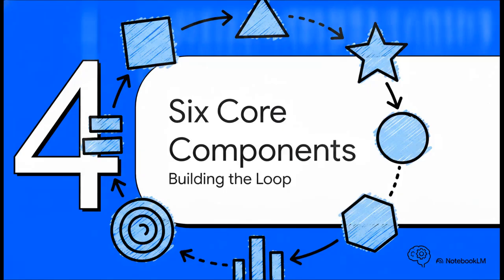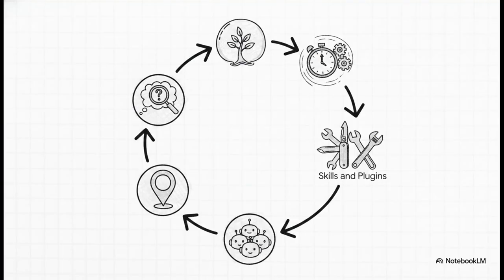All right, Section 4, the 6 core components for building the loop. Now, if all of this sounds like some kind of theoretical magic, software engineer Addy Osmani laid out a brilliant framework showing it actually takes 6 specific building blocks to make this a stable reality. We've got automation, work tree, skills, plugins and connectors, subagents, and state. We won't get bogged down in the deep theory, but the crucial takeaway is this.